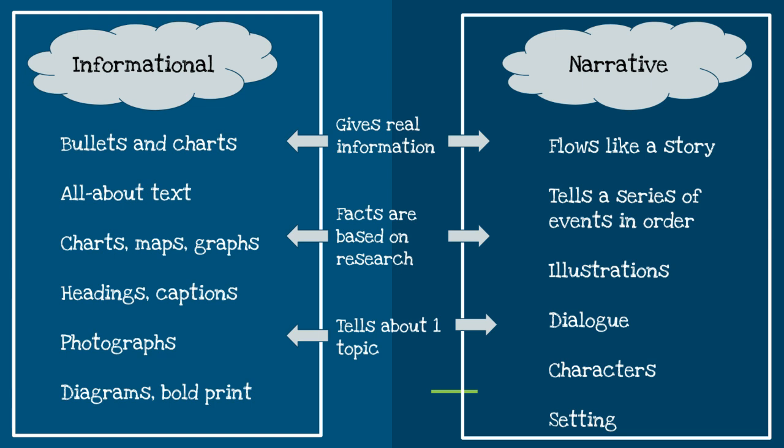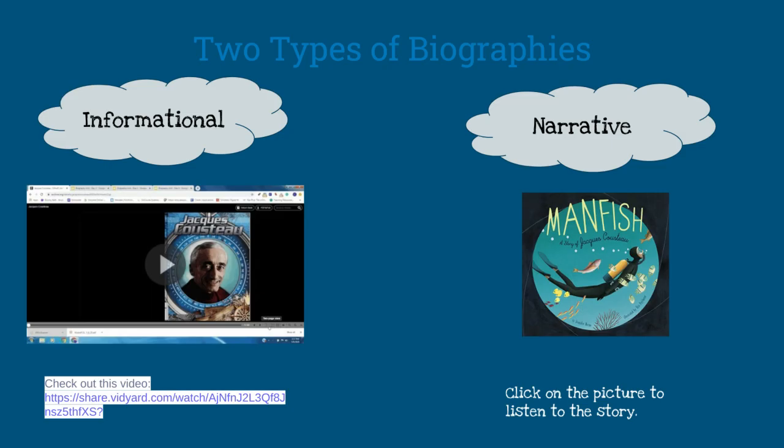The informational has a lot more text features. It might have bullets and charts. It might have all about text, which kind of means little boxes like, did you know? It's got charts and maps and graphs. It's got headings and captions, photographs, diagrams, and bold print. Okay? Even though the informational makes us think of nonfiction and the narrative makes us think of fiction, it is nonfiction told in a narrative way.